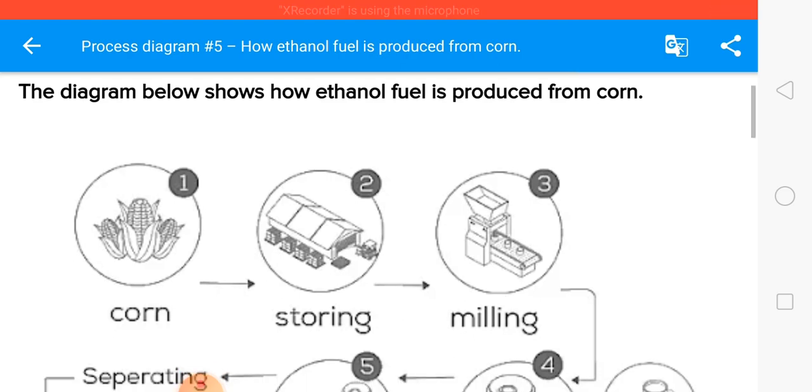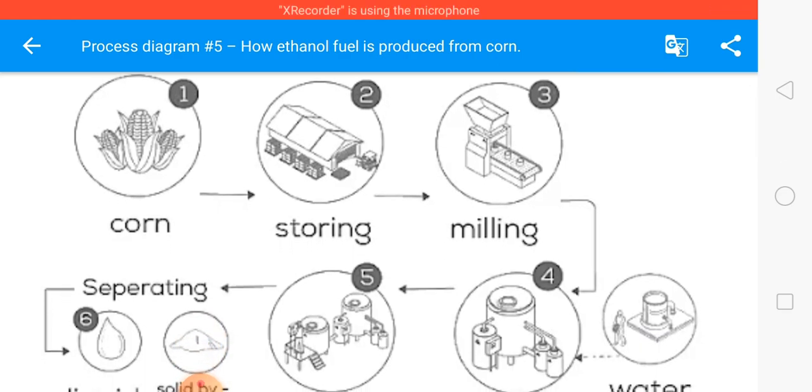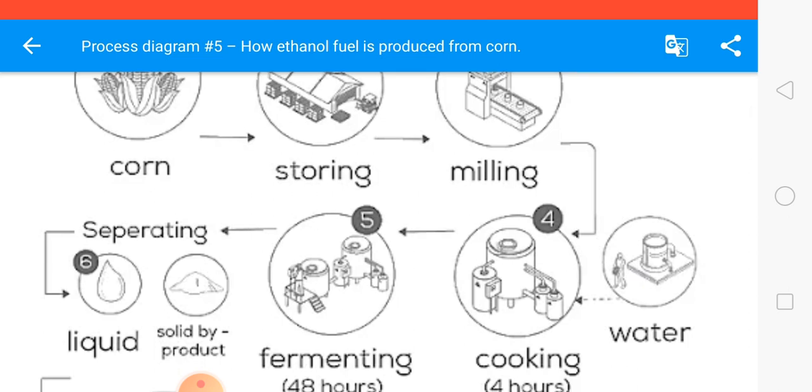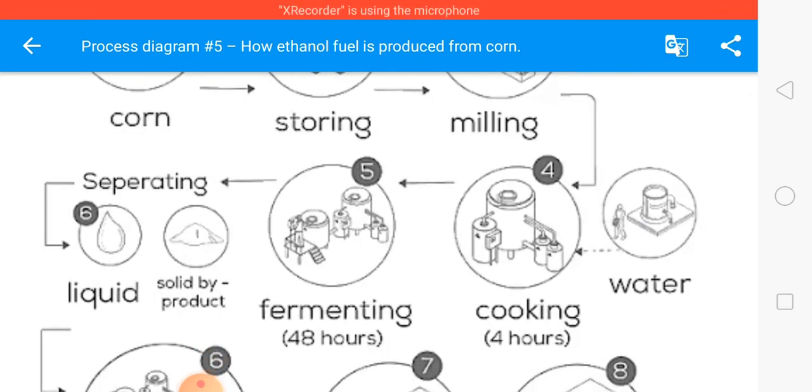Then the third stage is milling, and in the milling stage water is added in the container along with the corn, and cooking is done for 4 hours. After they are thoroughly cooked, they are left for fermentation. Fermentation is a kind of chemical process, and it continues for 48 hours. Then separation is done, meaning liquids are separated from the solid product.